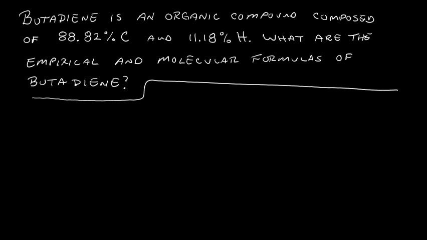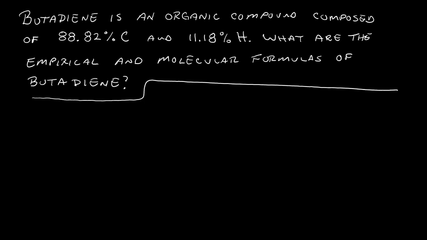Okay, here's a second example. Butadiene is an organic compound composed of 88.82% carbon and 11.18% hydrogen. What are the empirical and molecular formulas of butadiene?